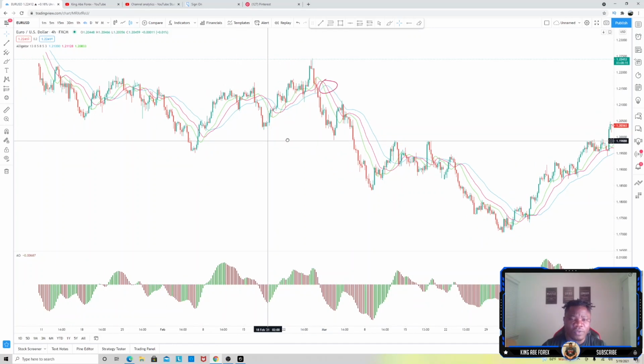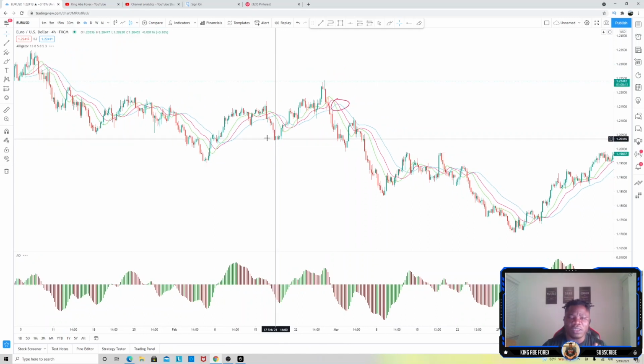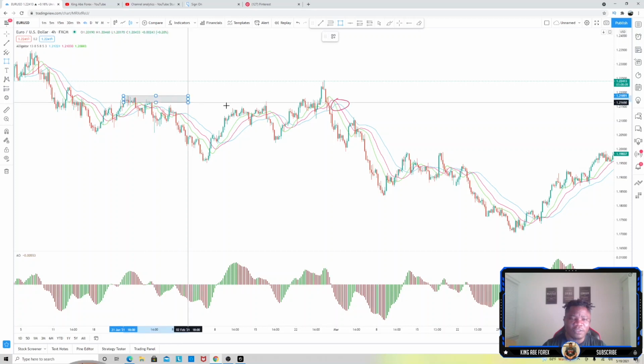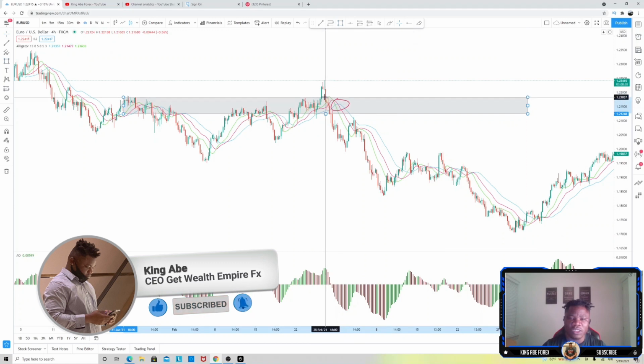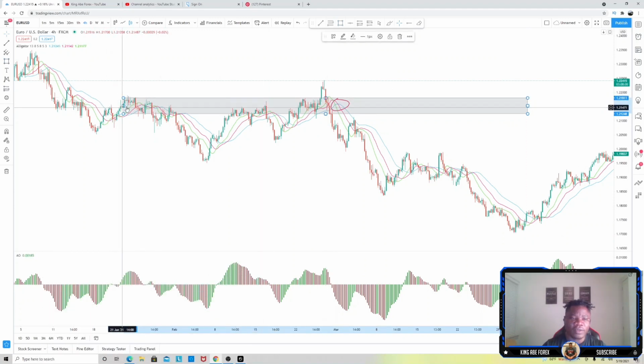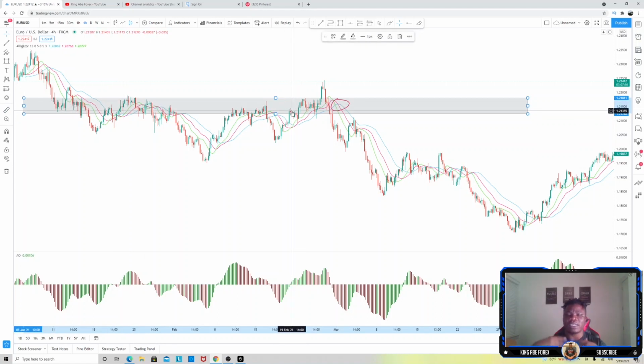Now, to figure out where our entry is going to be, what do we see here? We absolutely see a resistance that became a support zone for our entry. That's what we see right over here. As you guys can see, that's what we're looking at. Now that you have this zone, what are you going to do?